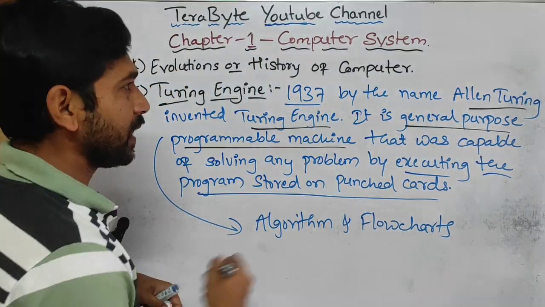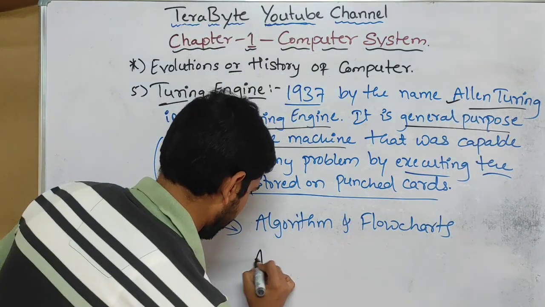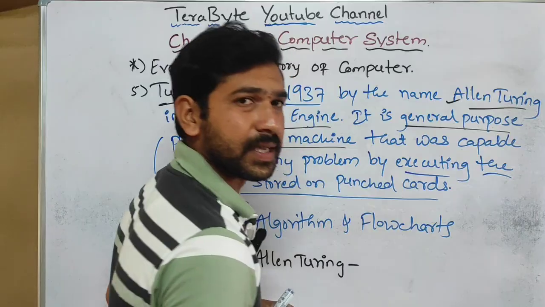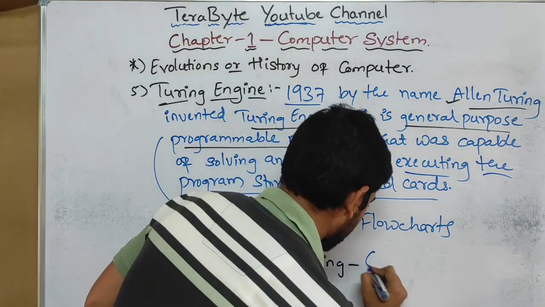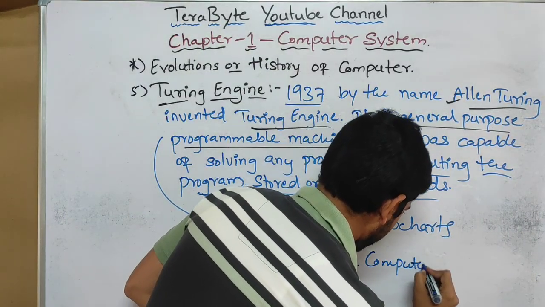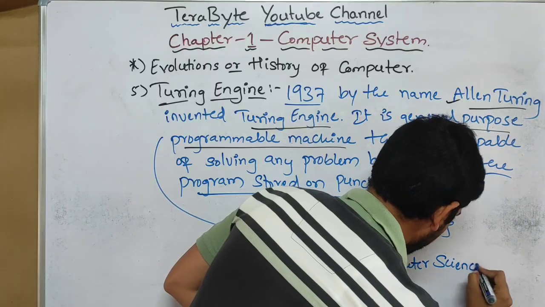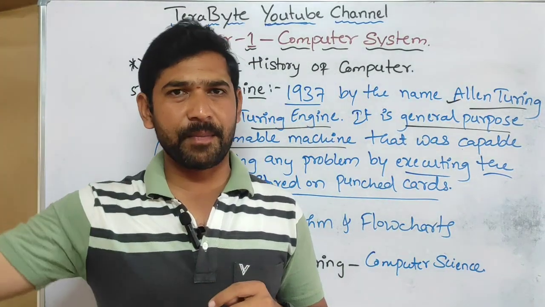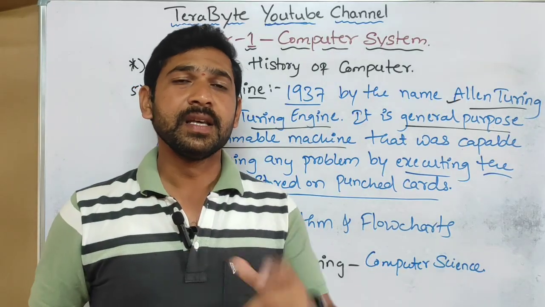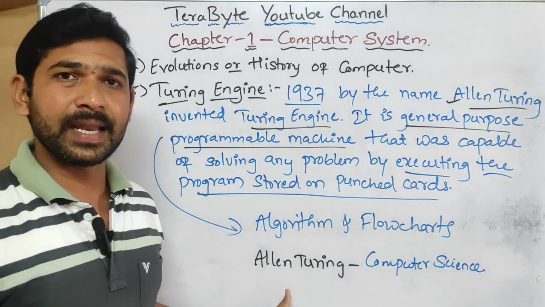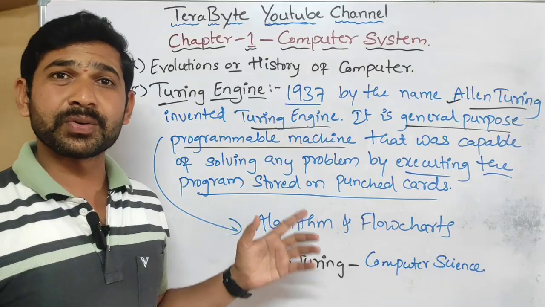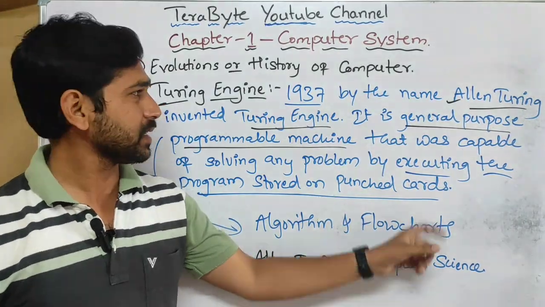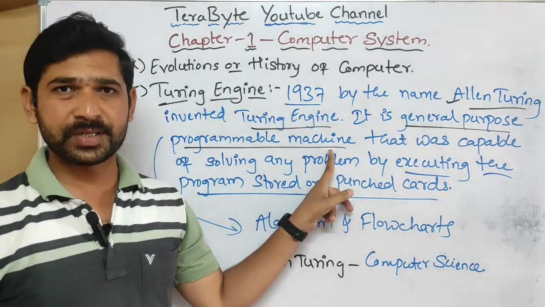That's why Alan Turing is called the father of computer science. So who is the father of computer? The father of computer is Charles Babbage. Then who is the father of computer science? The father of computer science is Alan Turing. Why? Because he developed the modern computer using algorithms and flowcharts. That is called a general purpose programmable machine.